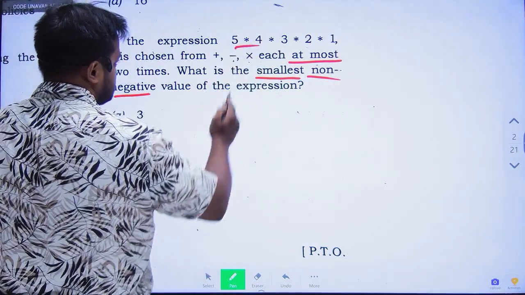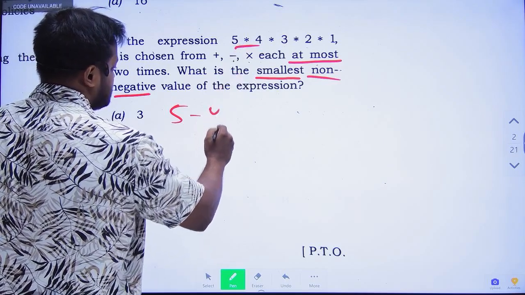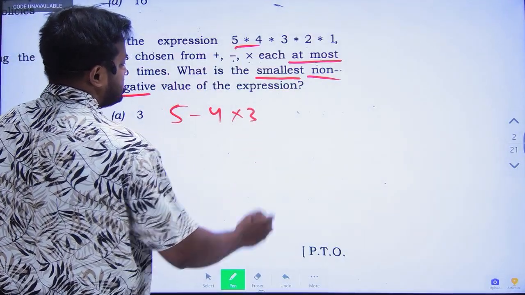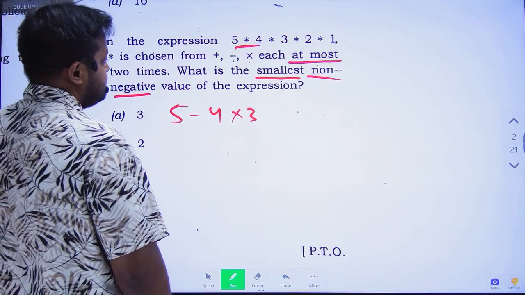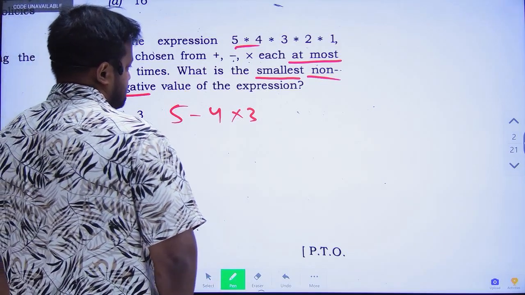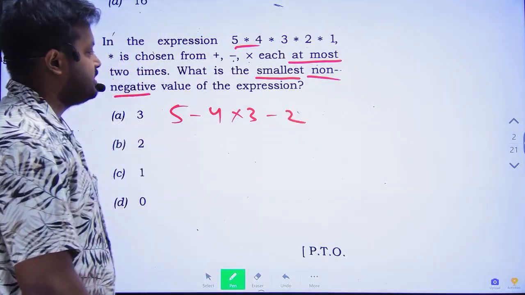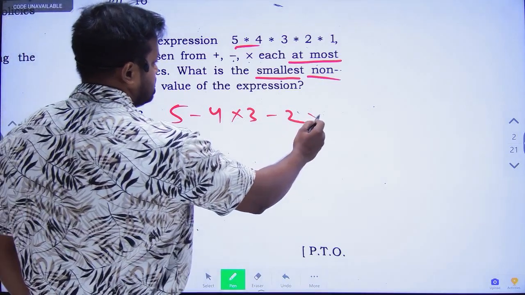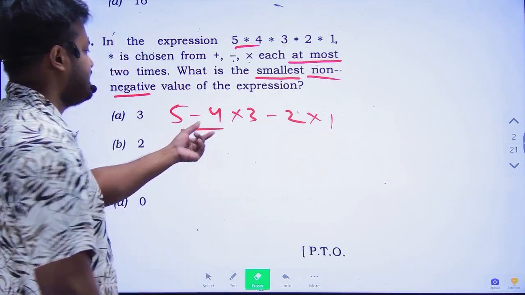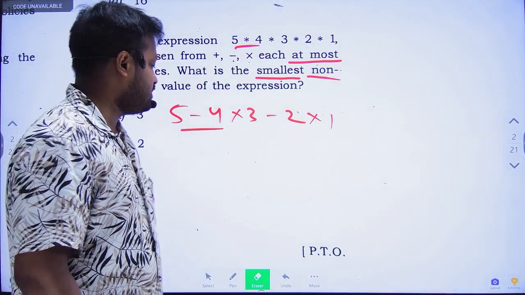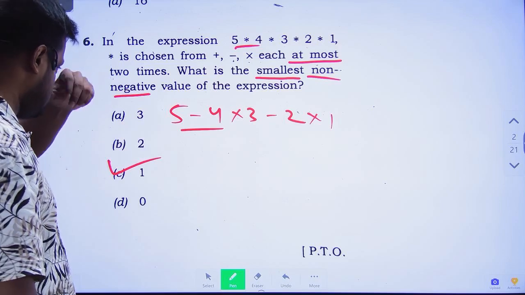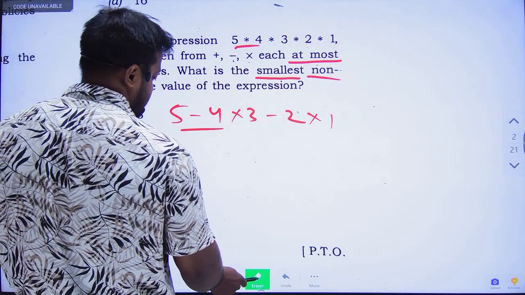Fine. So 5, here I'll replace minus. 5 minus 4 is 1, then I'll multiply here 3. 1 into 3 is 3, right? Then each sign can be used at most 2 times. Okay, so this is minus 2 and multiply 1. So this is 1 into 3 minus 2 is 1 into 1. Option C is correct. Fine, I've done it correct once. Option C is correct. This is the minimum value.